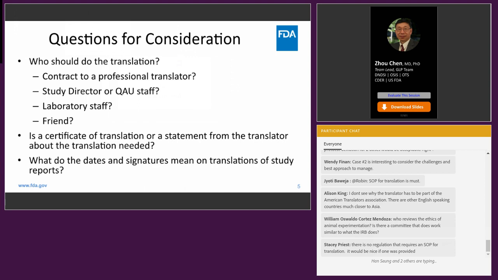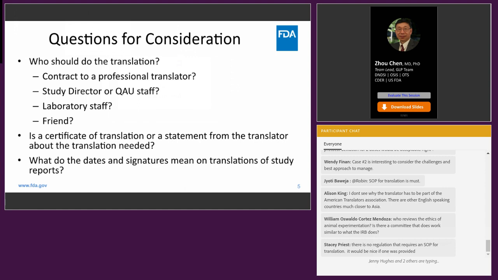So from our first case, we can see not everyone can do the translation, right? In the first case, the firm had no idea the translation in several study reports was not complete, and they were sent to FDA. We were able to compare the original report and found that the quality was very poor. So basically this kind of study data cannot be used to support the safety of the clinical studies.